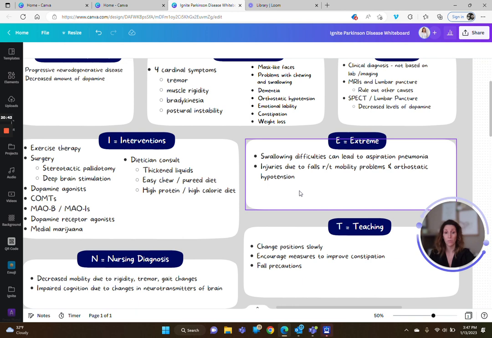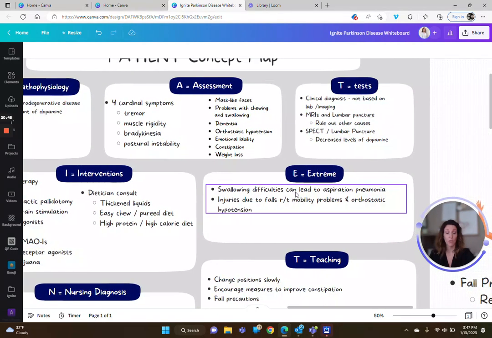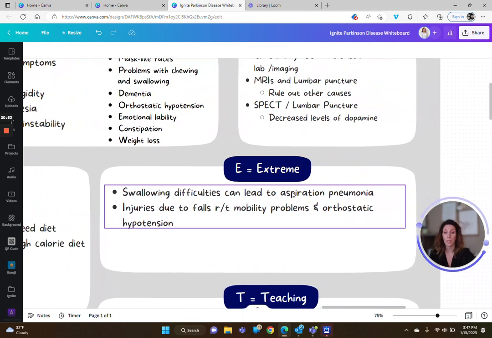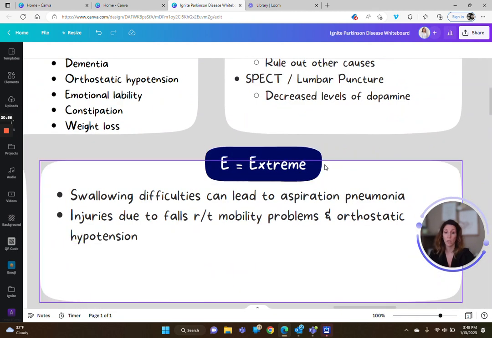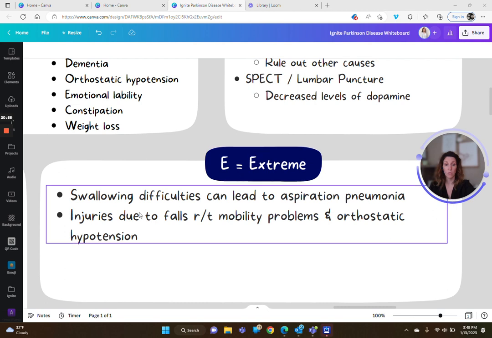Of course, it's depressing to receive a long-term diagnosis, but I think it really has something to do with the lack of dopamine and things like that that causes the depression in these patients. So, the things we really need to watch out for in our patient with Parkinson's: swallowing difficulties can lead to aspiration pneumonia. Okay, so choking and aspiration and all of that, big problems. So we really need to make sure they're on the correct diet and make sure that we're getting consults from those outside sources if we need help.